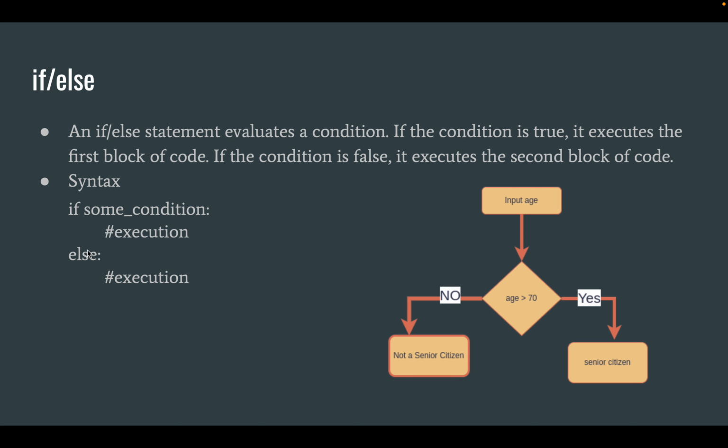Then we will have an else block. After else, we will have a colon, then we will have a code block, something like this. And here also we have to see that this if and else should be in the same line. Okay, so I will show that.